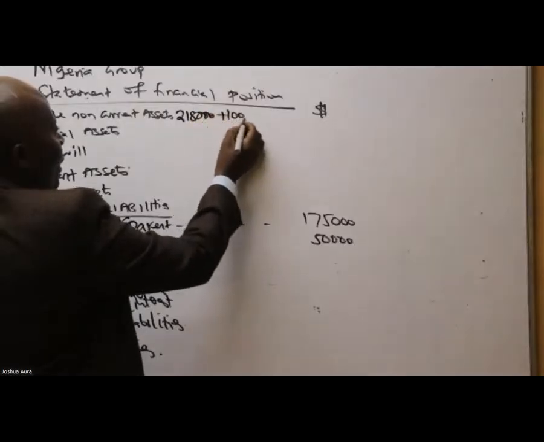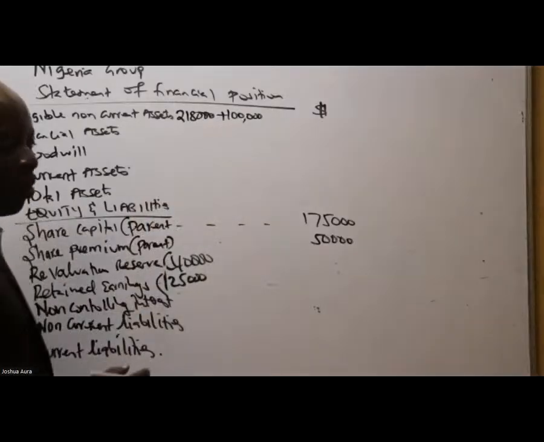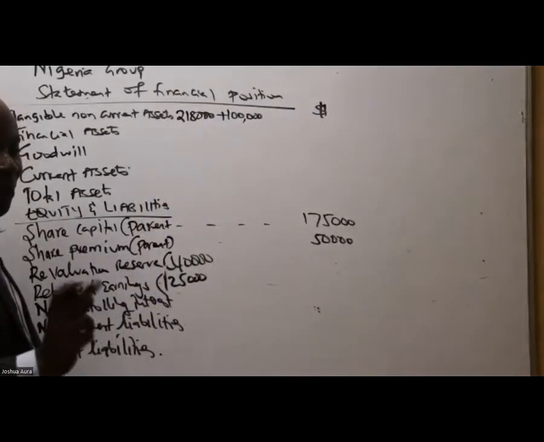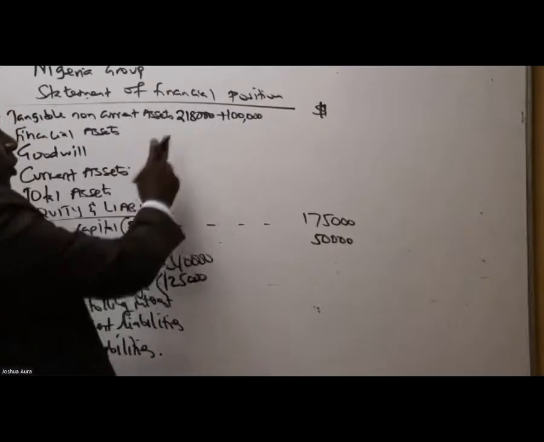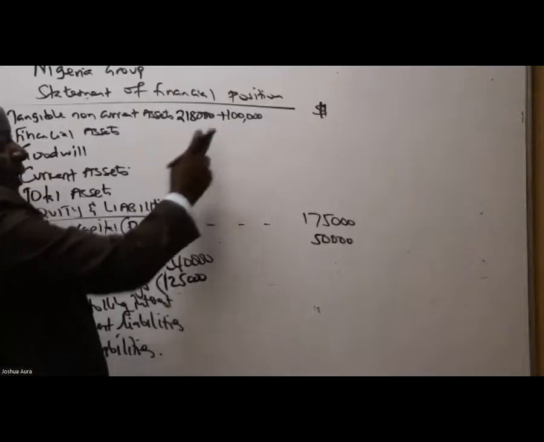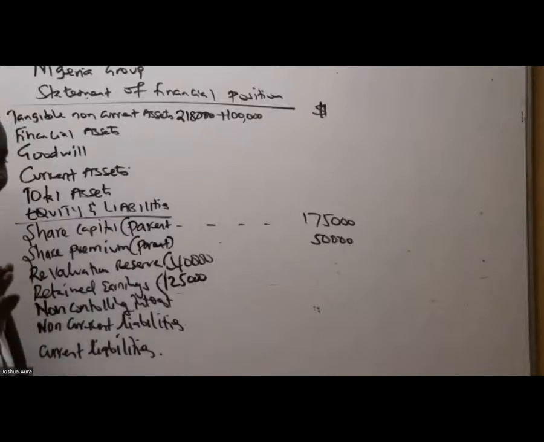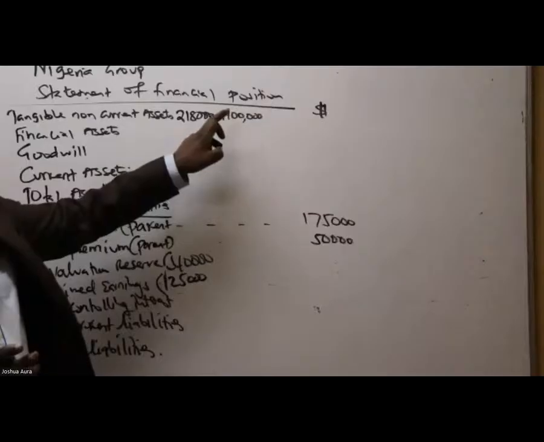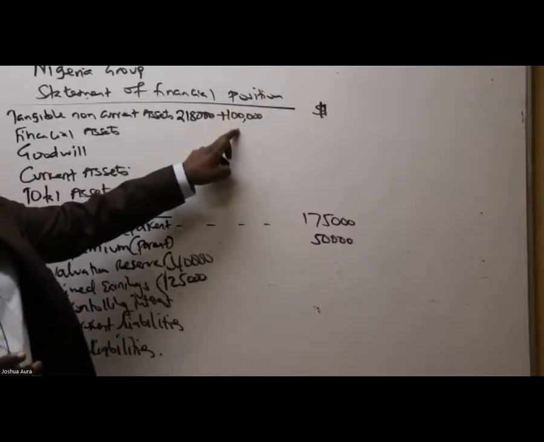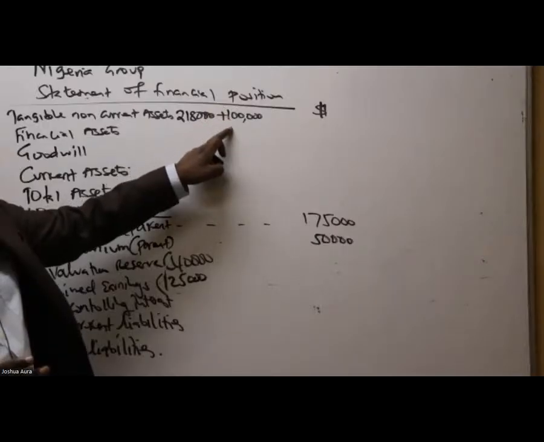So 218,000 plus 100,000. But now remember that these currencies are not compatible. You can't do that. Remember, these are dollars and these are DNs. So that means I have to translate this 100,000. We always translate figures of the subsidiary.